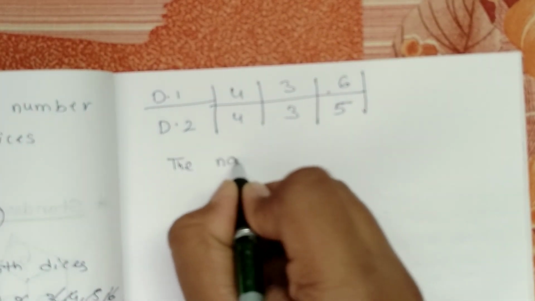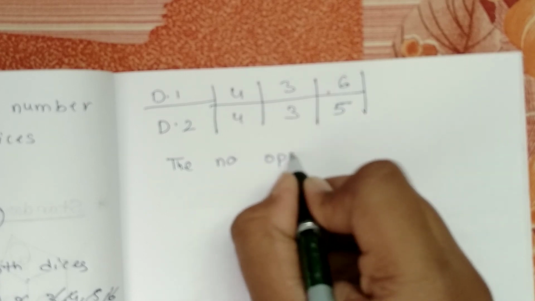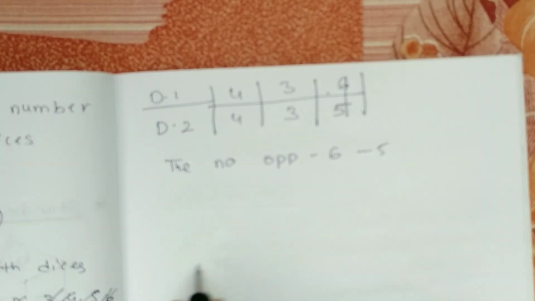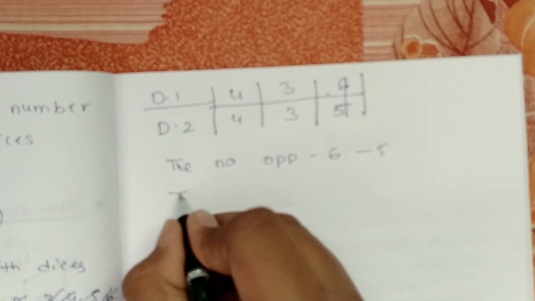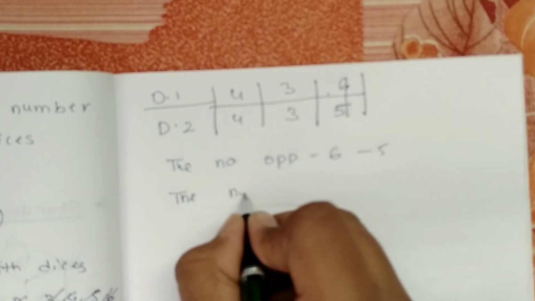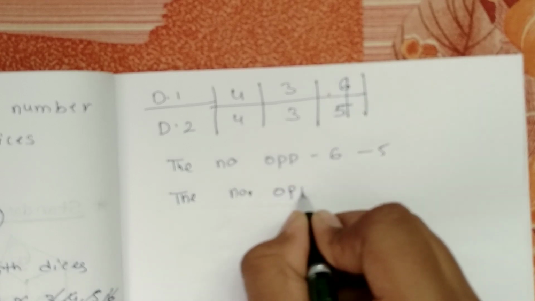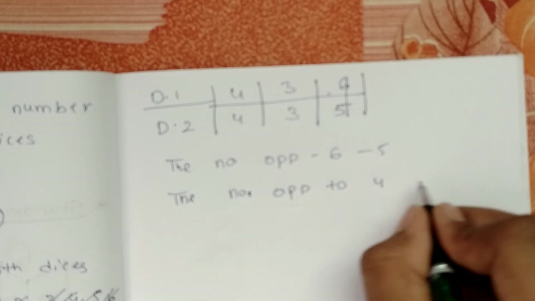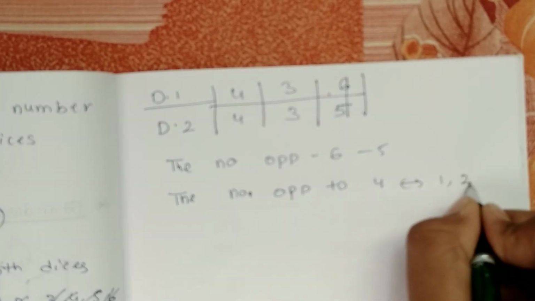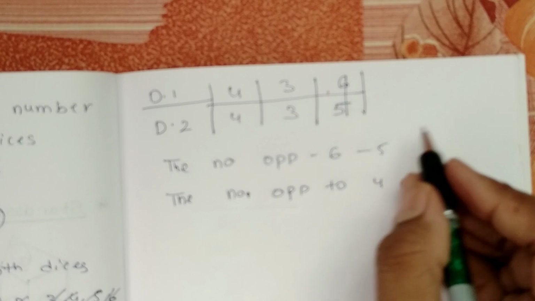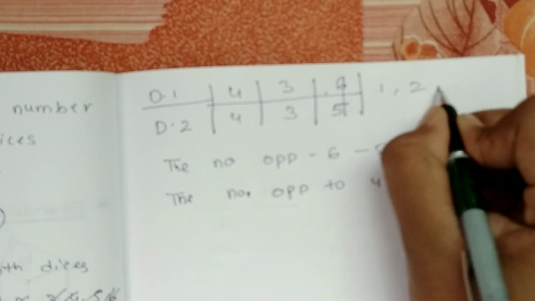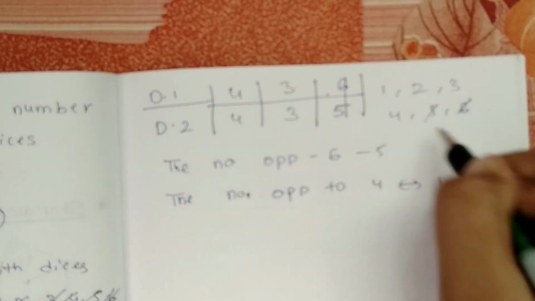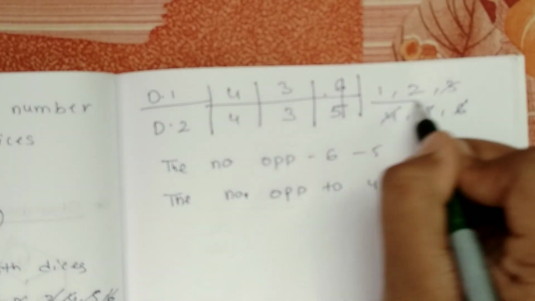we should write 5. As you can see here, opposite to 6 is 5, and the number opposite to 4 can be either 1 or 2. So as I told in the previous question, you have to write 3 4 5 6. 6 faces are there, so 6 and 5 is there, no doubt. 4 and 3 is there, so 1 and 2 are not there.